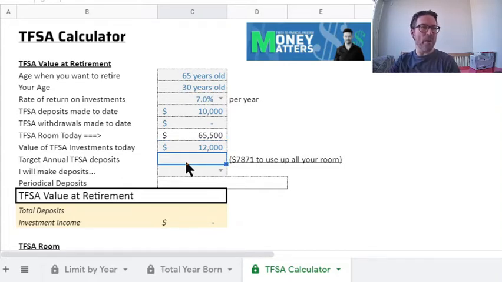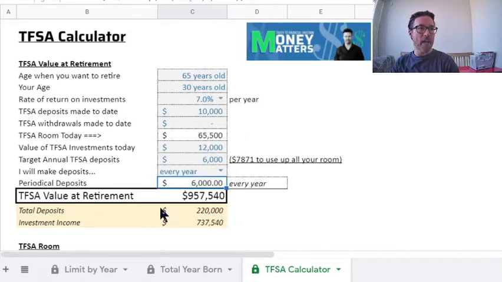Target annual TFSA deposit. So say you want to deposit the annual limit, which is about $6,000 from now to your retirement. So from today to age 65, you'll put $6,000 per year. And let's say you're going to make your deposit every year. It'll give you almost $1 million, $957,540. And it's split between deposits and investment income.